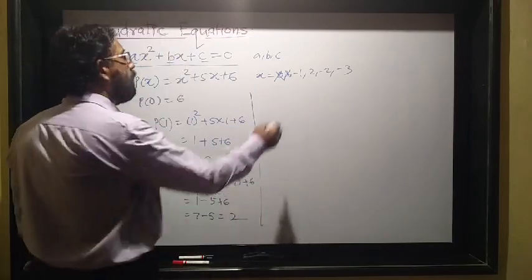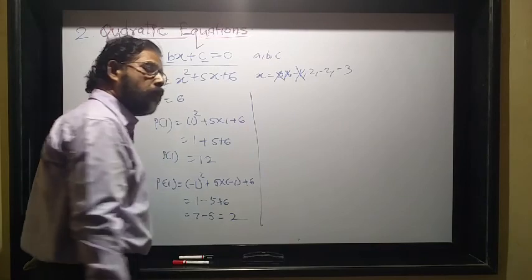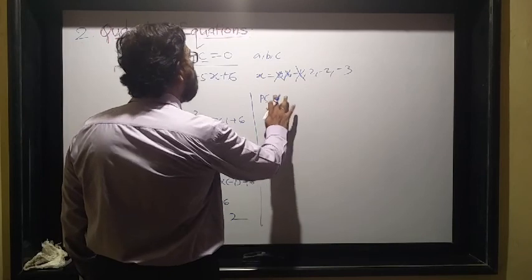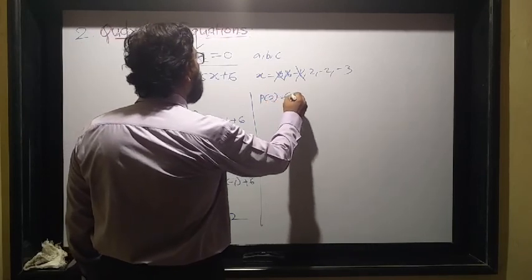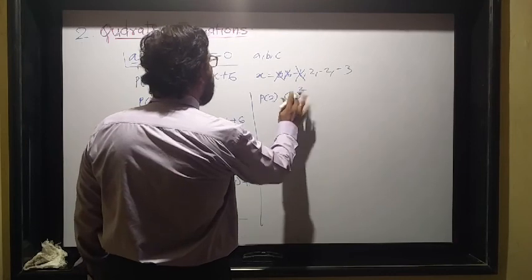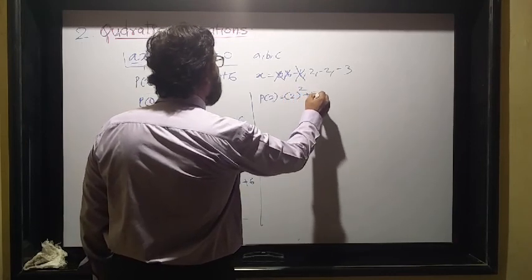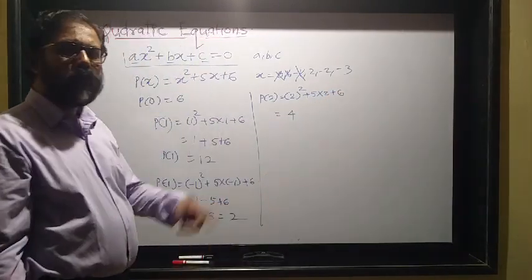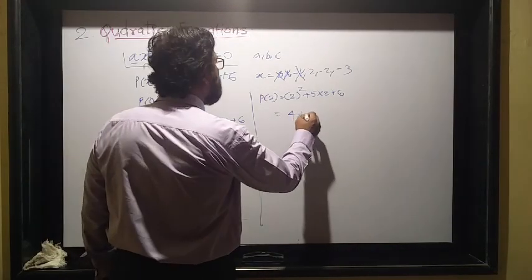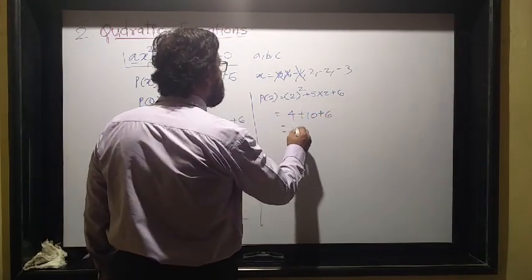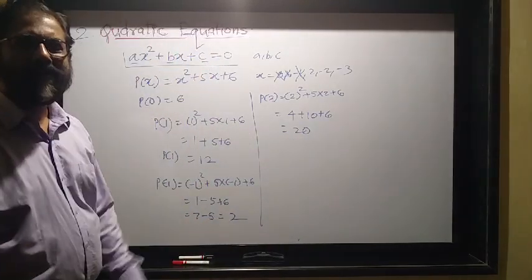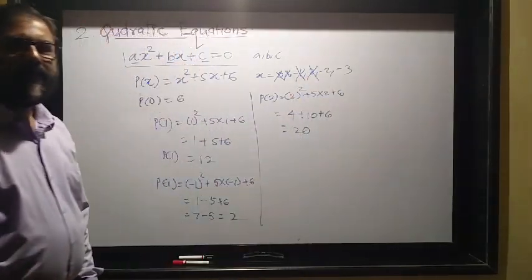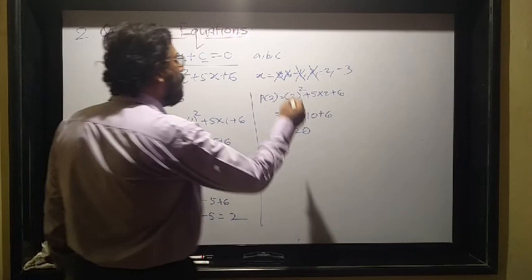Then we come to the next. So this is also not, then we consider 2. Let me see here p(2). Again 2 square plus 5 into 2 plus 6. So 2 square is 4, plus 10 plus 6. So it comes to 20. Again it is not 0. So here also you will not find a zero of the polynomial.